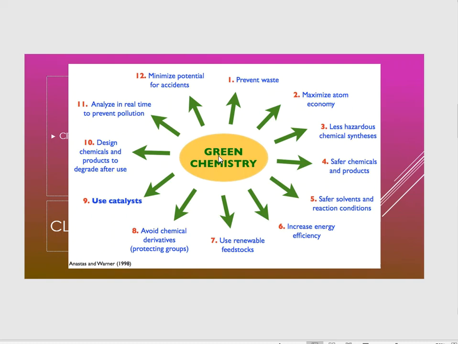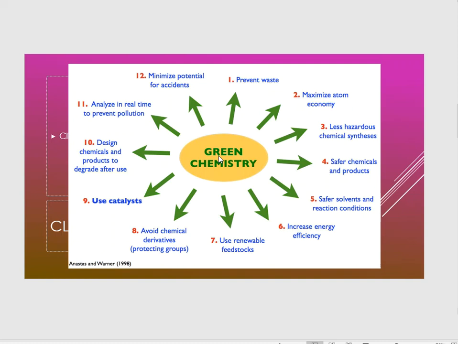So if I can choose reagents that I can substitute out that maybe don't require that heat, then all of a sudden I can increase the energy efficiency of the reaction. I don't have to put heat under the reagents anymore to get them to react. I just mix them together in a container or a flask and they start reacting and producing my product. Number 7, the use of renewable feedstocks, and we'll talk about that a little bit later.